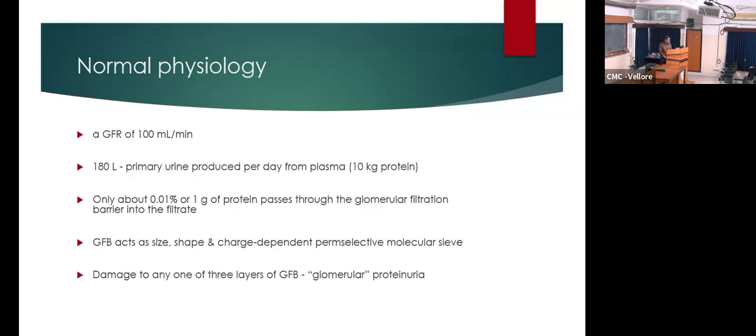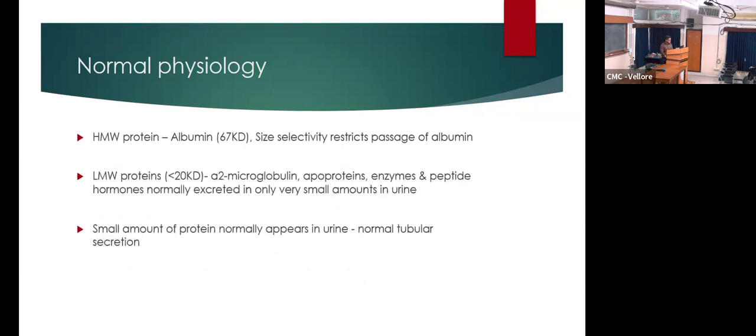So this glomerular filtration barrier, I told you, has 3 components: endothelium, glomerular basement membrane, and podocytes. These act as a size, shape, and charge dependent permselective molecular barrier for proteins. Damage to any one of these 3 components leads to glomerular proteinuria. High molecular weight proteins, including albumin, which has a 67 kilodalton molecular weight, can't normally pass through this barrier, and it restricts the albumin.